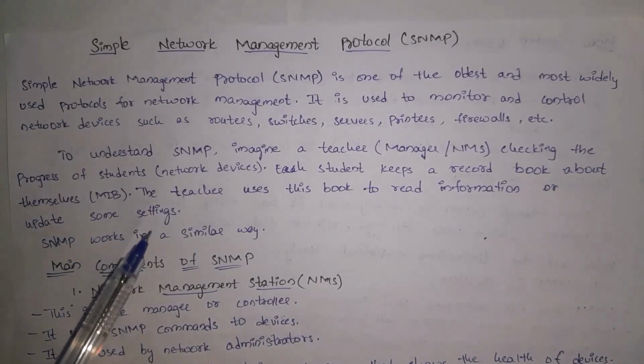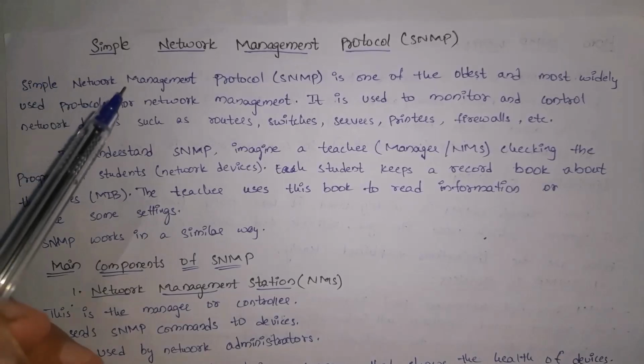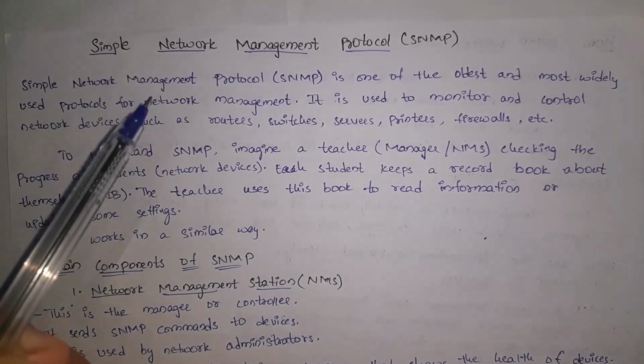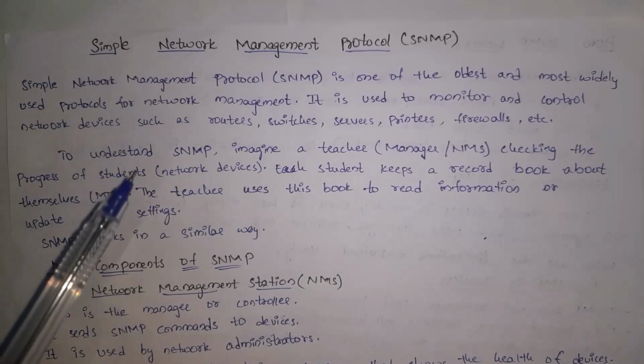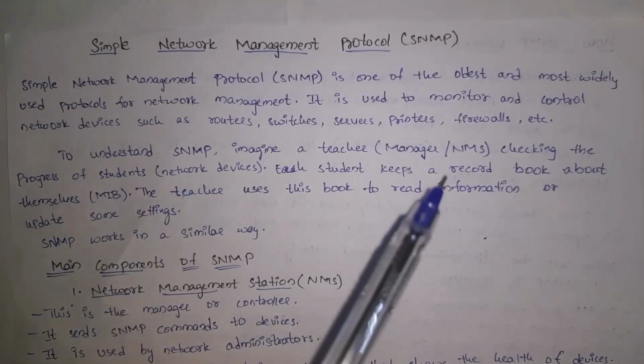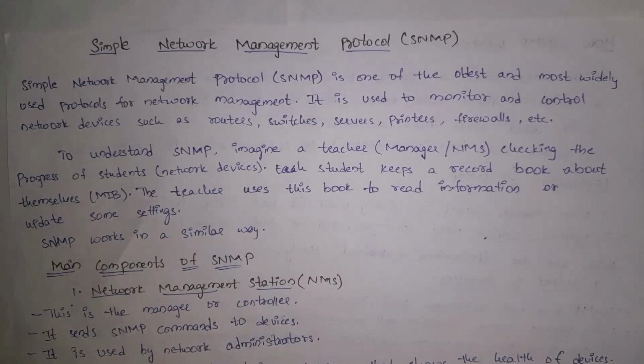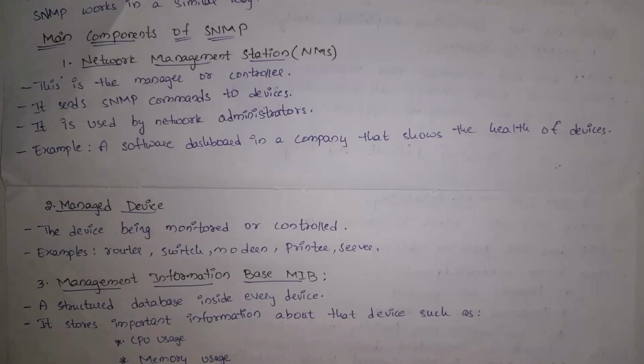Guys, SNMP stands for Simple Network Management Protocol. This is one of the oldest and most widely used protocols for network management. By using this protocol, we can monitor and control various kinds of network devices like routers, switches, servers, printers, firewalls, etc. Guys, SNMP contains four main components.